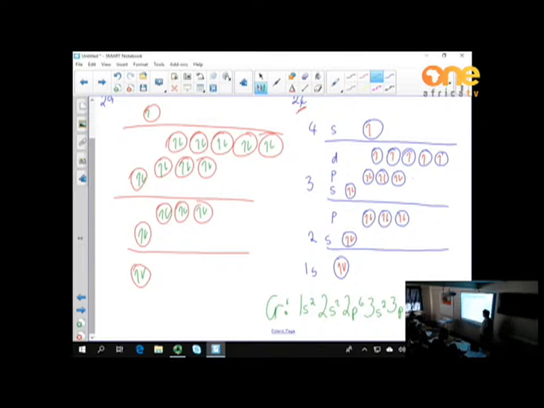If I said to you, give the spd notation of chlorine, then we will go 1, 2, it's got 17 electrons, 3, 4, 5, 6, 7, 8, 9, 10, 11, 12, 13, 14, 15, 16, 17. So for chlorine, the spd is going to be 1s2, 2s2, 2p6, 3s2, 3p5. There we go.